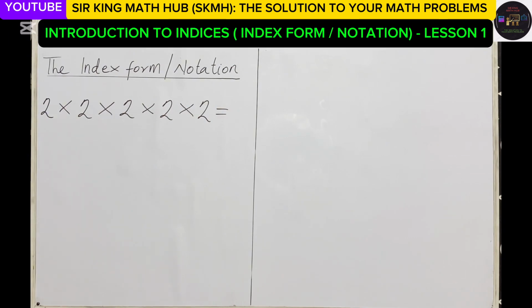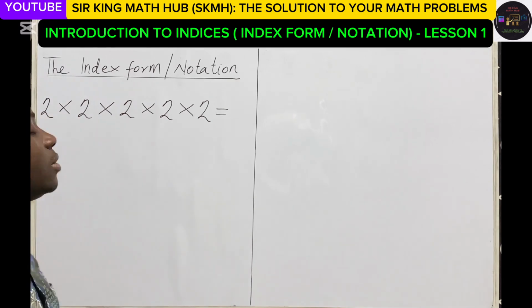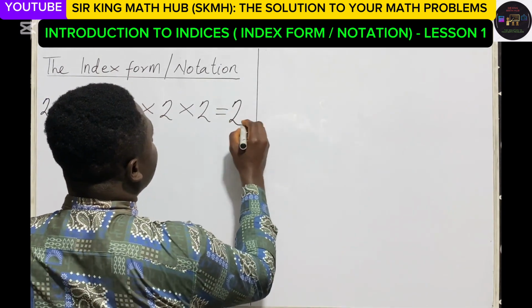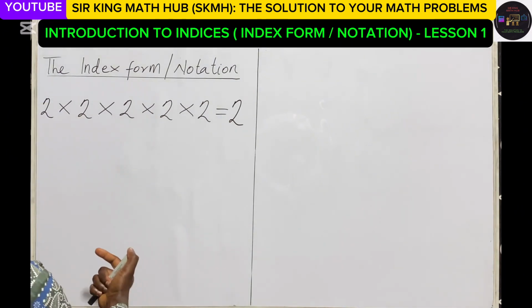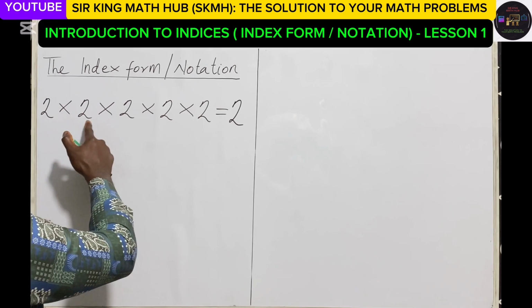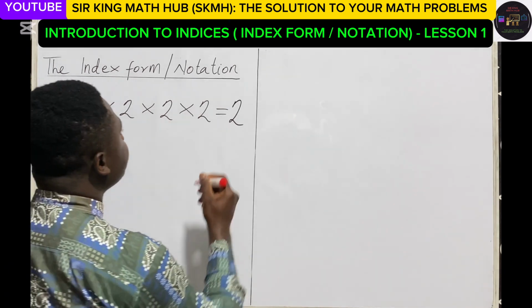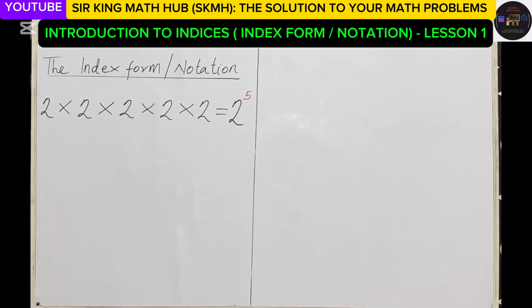So do we have an easier way of representing this particular expression? In this case, we have a number which is 2. And then this 2 is being multiplied by itself. How many times? We can do the counting together. So let's do that. 1, 2, 3, 4, 5. So the 2 is being multiplied by itself 5 times.